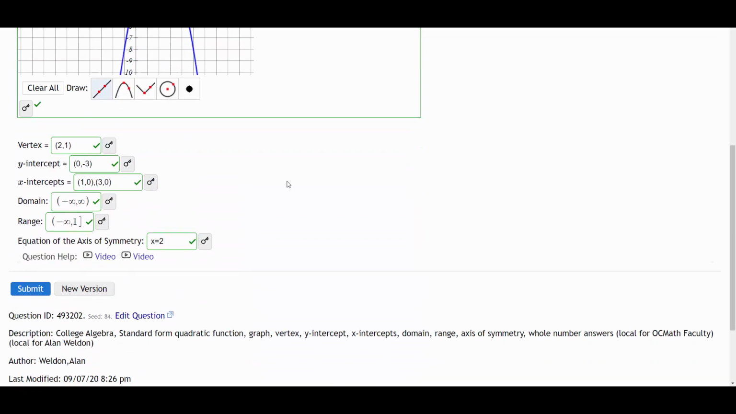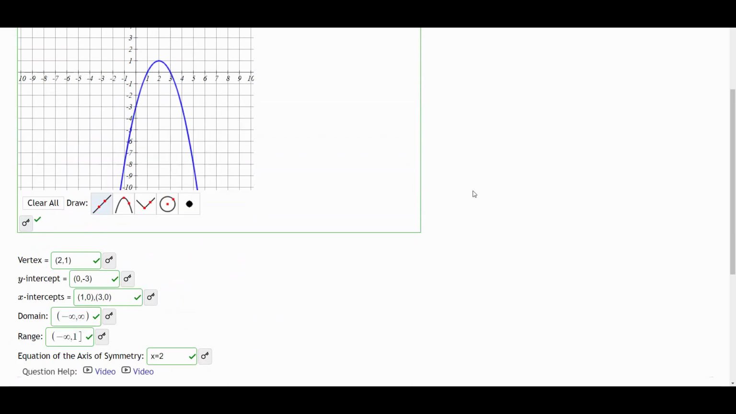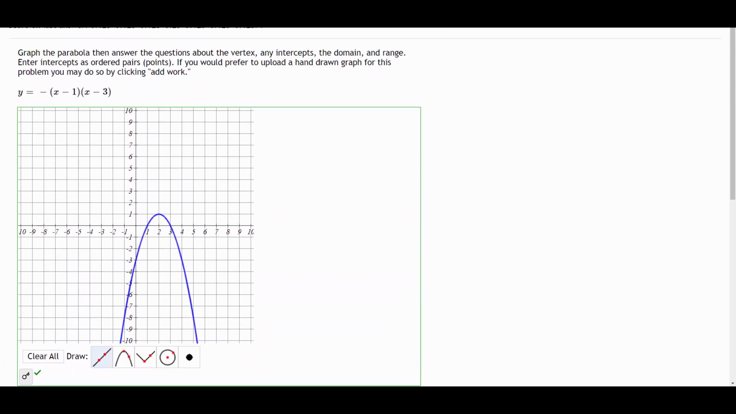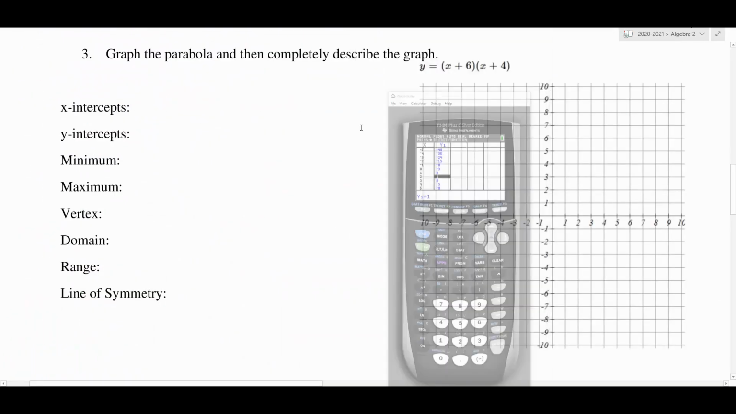If you made that mistake, it won't tell you on the quiz, but you'll find out when I grade it. All right, so that is that problem.